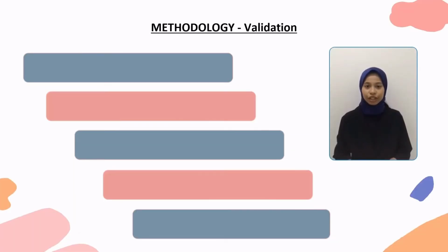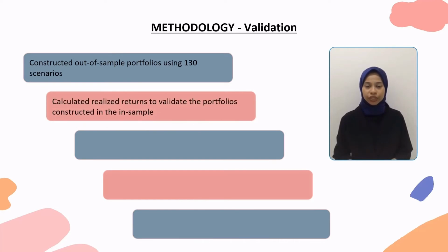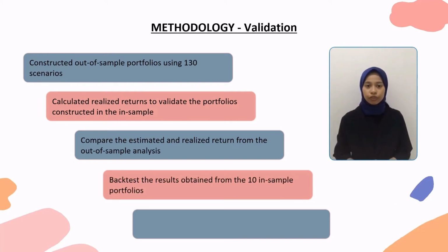Next is validation of results using out-of-sample analysis. We construct out-of-sample portfolios by using 130 scenarios. We calculated realized return to validate the portfolios constructed in the in-sample portfolios. We also compare the estimated and realized return from the out-of-sample analysis. Then we backtest the results obtained from the 10 in-sample portfolios to determine the consistency of the portfolio. Then we analyze the performance of B portfolios and D portfolios according to the realized return and the level of target returns. My friend Nadia will present for the next part, which is result and discussion.